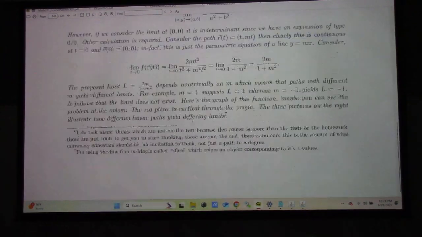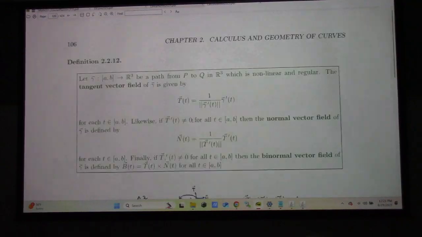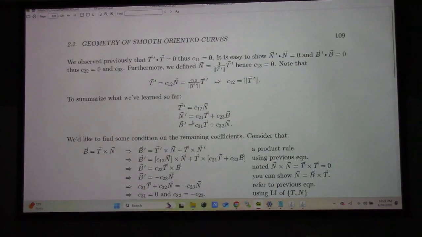Anyway, the double scrolling, it got me. It got me again.